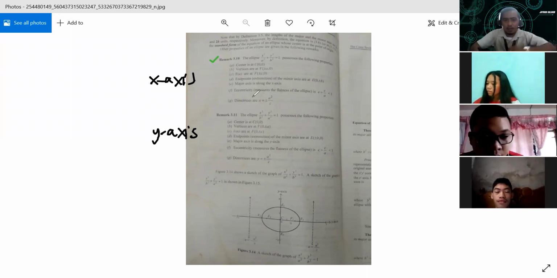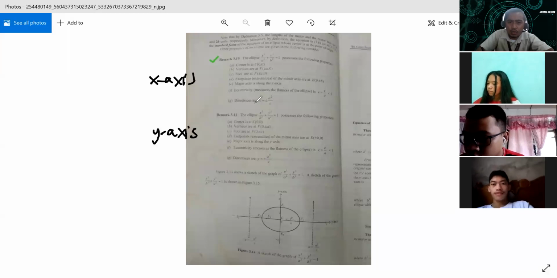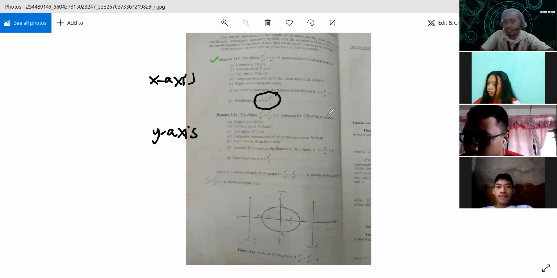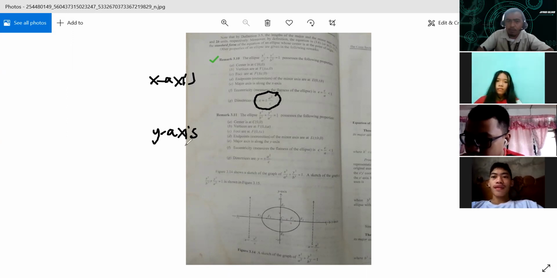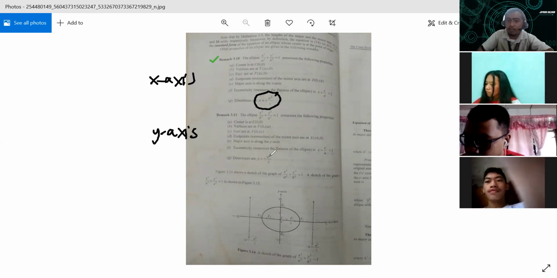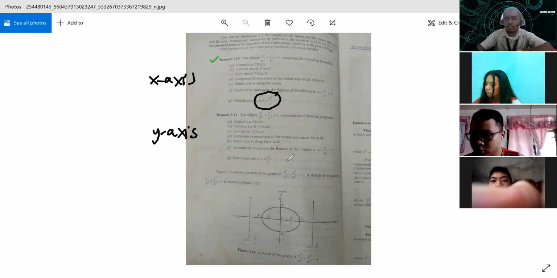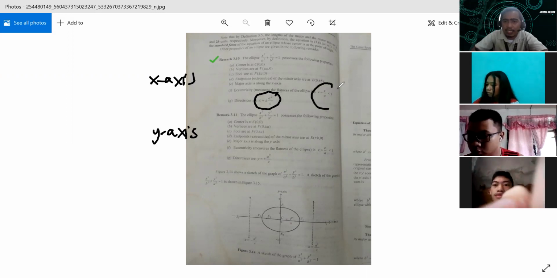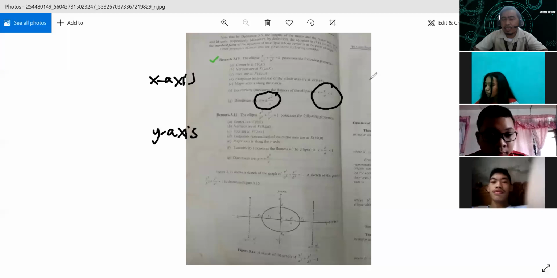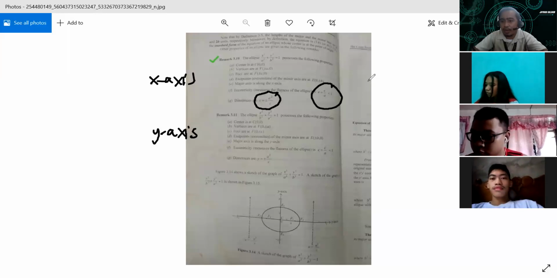By the way, as I mentioned, these are your directrices, directrix 1 and directrix 2. If your major axis is the x-axis, it should be given by x equal to positive or negative a squared over c. But if your major axis is the y-axis, then it should be given by y equal to positive or negative a squared over c. And those are your directrices. By the way, one more thing. We also have eccentricity.